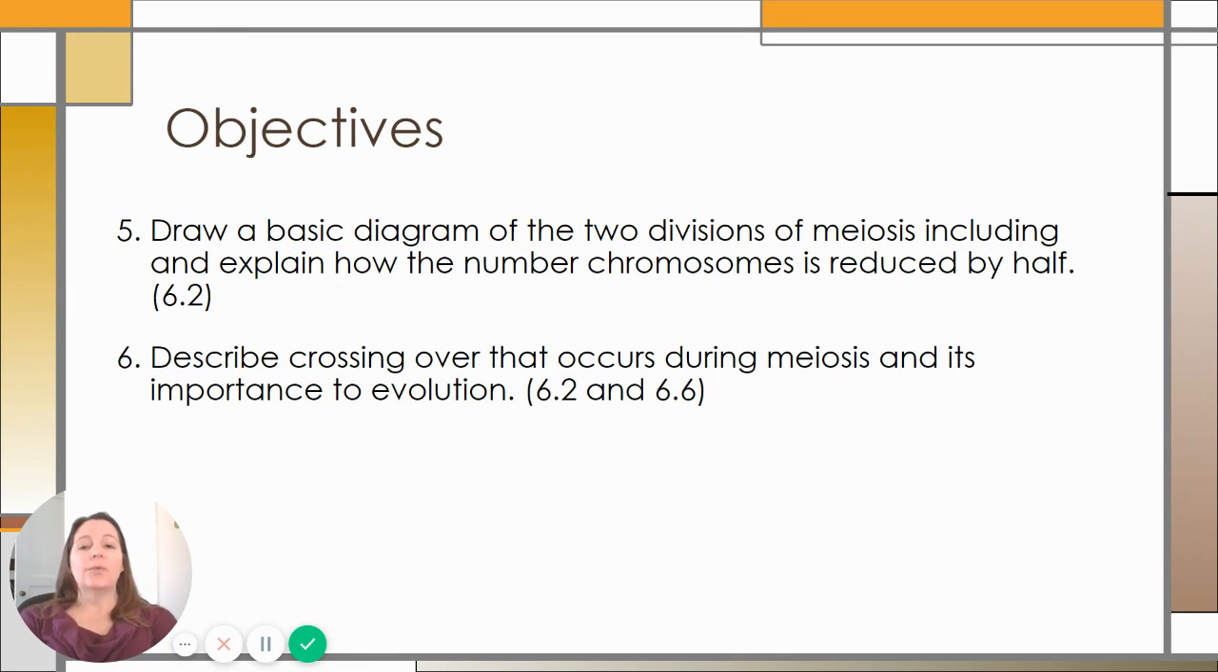Explaining how they go from 46 chromosomes to 23, you'll have to mention whether it's an X-shaped chromosome or an I-shaped chromosome. So keep that in mind as we go through these notes. For number 6, it says describe crossing over that occurs during meiosis and why it's important to evolution. This one is going to tie back to the whole idea of genetic variation. So pay attention to that as we go through the notes.